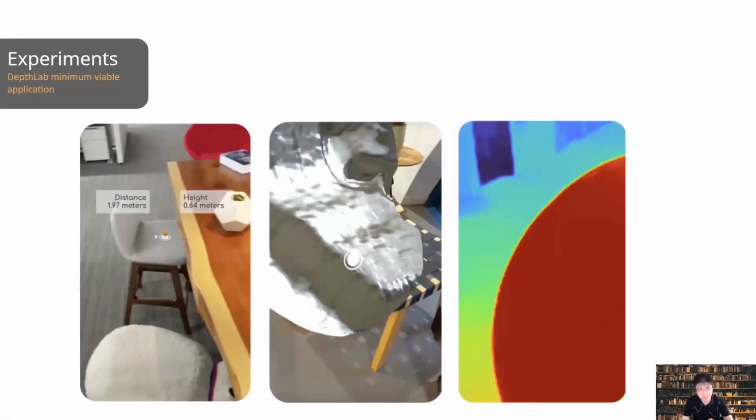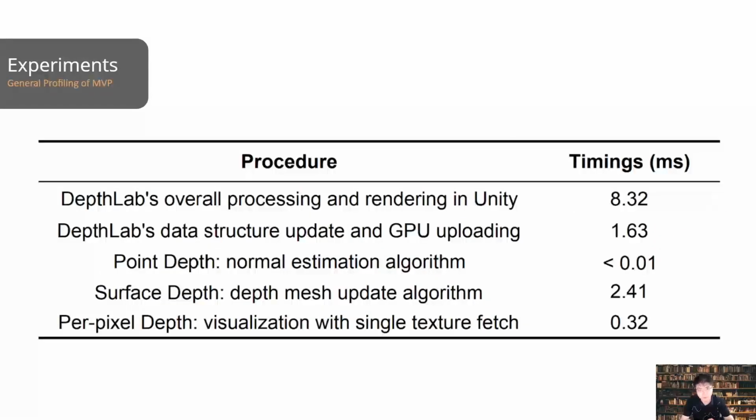Next, we build a minimum viable application to profile a typical usage of DepthLab. To evaluate the performance of key DepthLab components, we made the application with a point depth example, which is the oriented reticle, a surface depth example, which is the depth mesh generation, and a per pixel depth example, which is the visualization of depth map. We ran our experiments in 5 locations, each running 5 minutes, and our simple application runs at over 100 frames per second, while surface depth is the most time-consuming part.